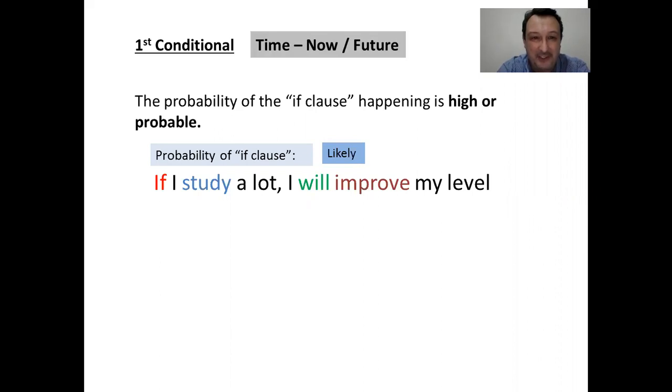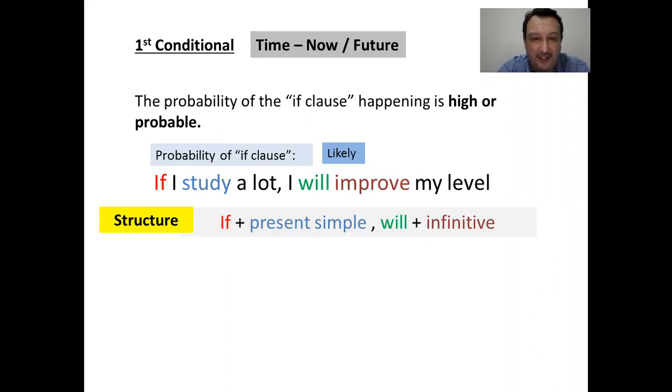Now, the first conditional has a basic structure like this. There are differences, but this is the basic structure. We use if and the present simple, and then we use will and the infinitive, okay? Again, it doesn't matter if we change it: I will improve my level if I study a lot. It's exactly the same meaning, okay?